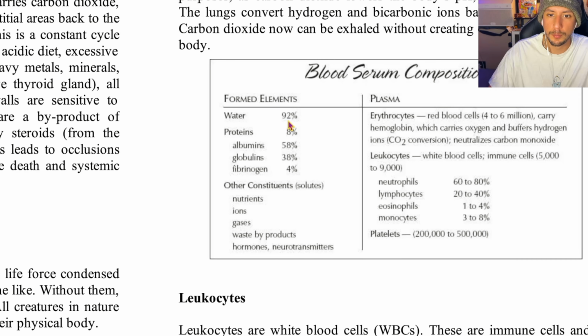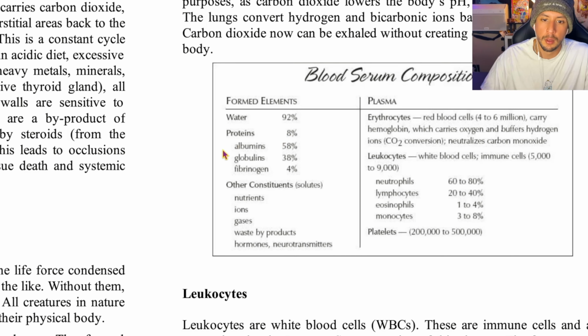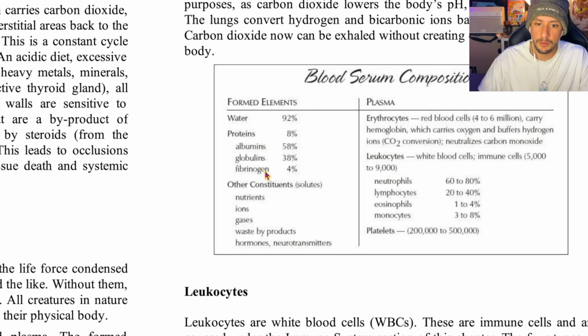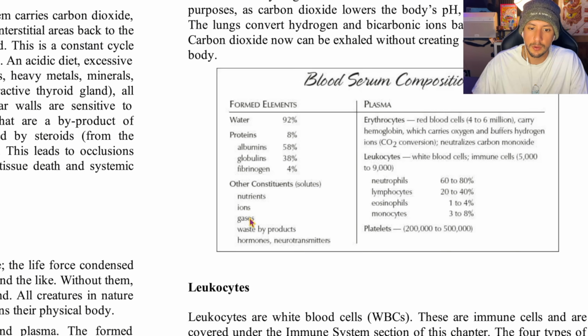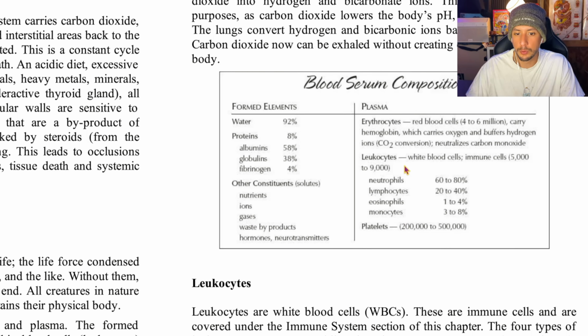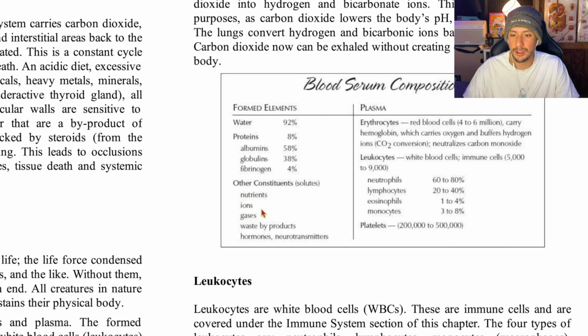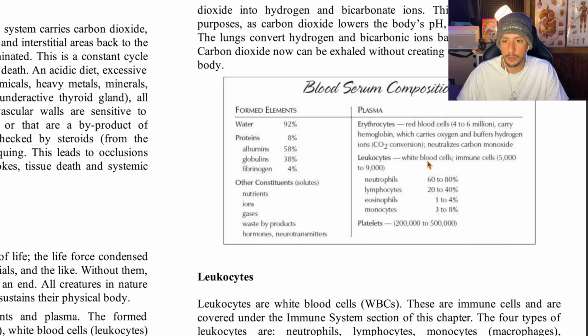So we got water, 92%, proteins, 8%. It tells you right here what proteins they are. And then the other solutes are just nutrients, ions, gases, waste byproducts, hormones, and neurotransmitters. There's a lot of exchanges that you make with other cells when your blood goes through.